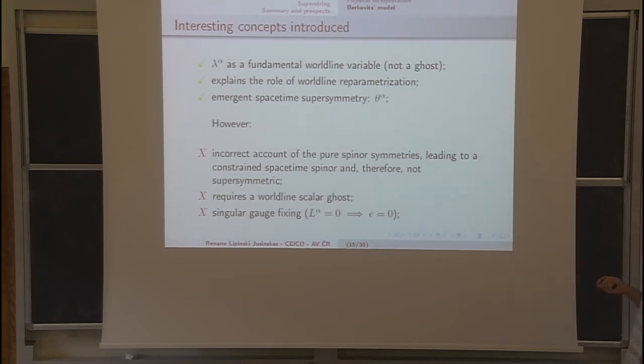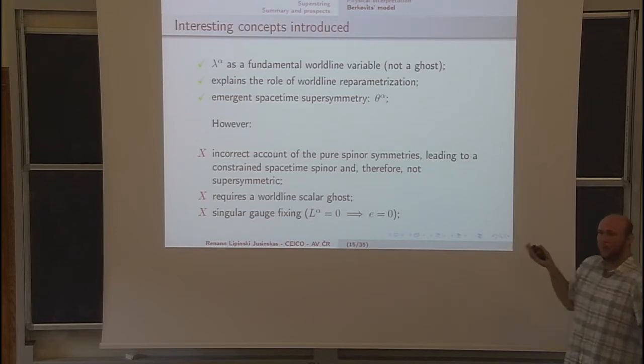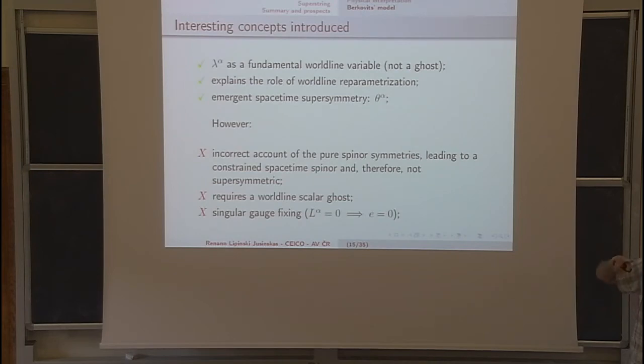This one requires a worldline scalar ghost. It means that in the pure spinor superparticle lambda is a ghost variable, right? And theta is a matter variable. So in order to make this flip, like between ghost number of lambda and theta, I need some other field, some kind of ghost field. And this is a nice ingredient that will be incorporated. And another thing that was incomplete before is that the gauge fixing that Nathan proposed is this one, L alpha equals zero, and it kind of implies E equals zero. So it's a singular gauge fixing, right?